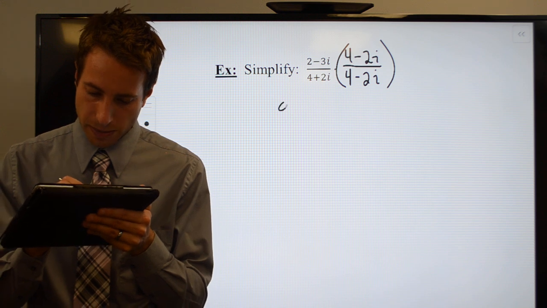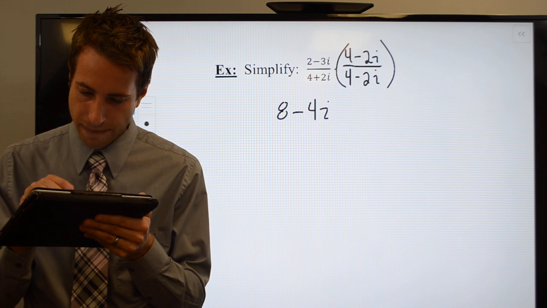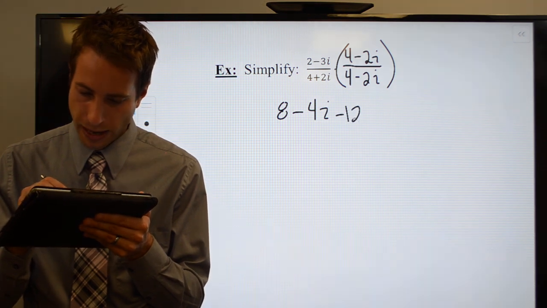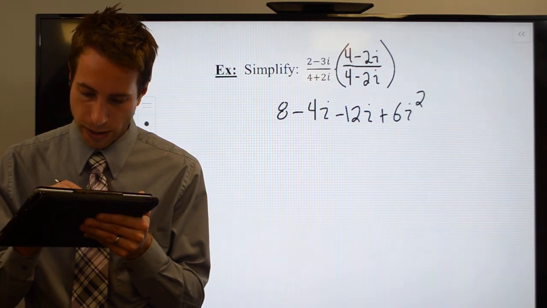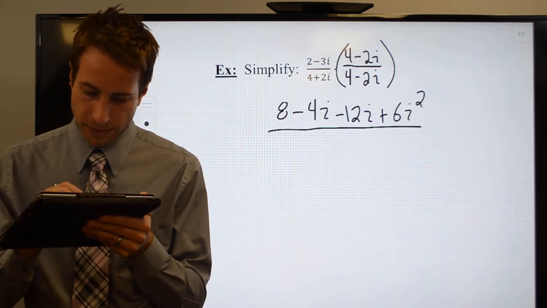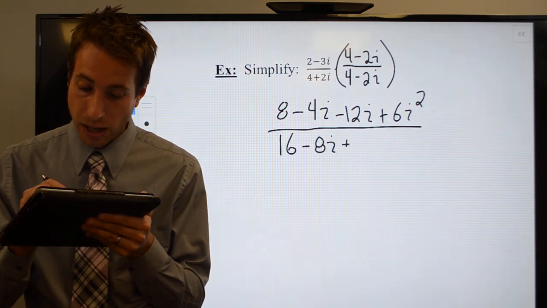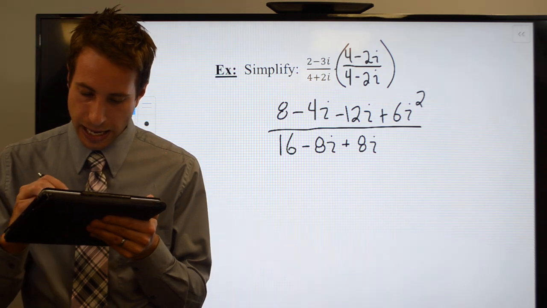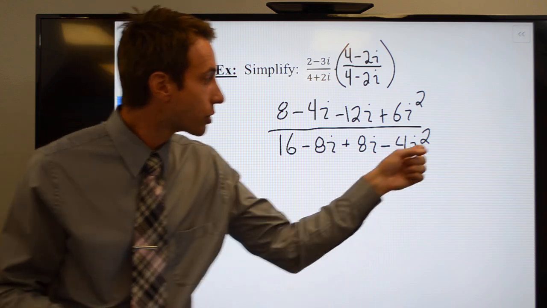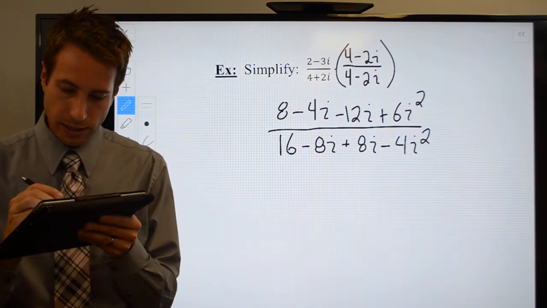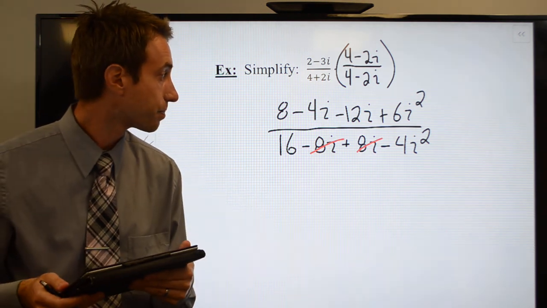2 times 4 is going to be 8. 2 times a negative, so that's going to be a minus 4i, minus 12i, and then we're going to wind up with a plus 6i squared. 4 times 4 is going to be 16. I'm going to wind up with a negative 8i, a plus 8i, and a minus 4i squared. Okay, well those i squareds are negative 1s, and the middle terms drop out just like they should. If they don't, you done goofed.